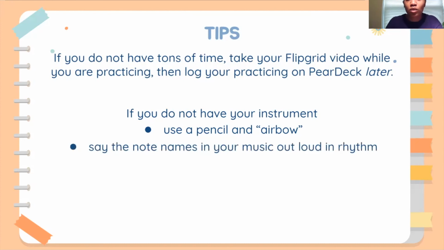If you don't have your instrument, you can also say the note names aloud in your music in the rhythm. So like for Fiddler's Hoedown, beginning orchestras, you have D, F sharp, D, F sharp, and you can do your fingers in the left hand along with that. Lots of ways to practice without your instrument by studying your music and going through the motions you would be doing if you did have your instrument.